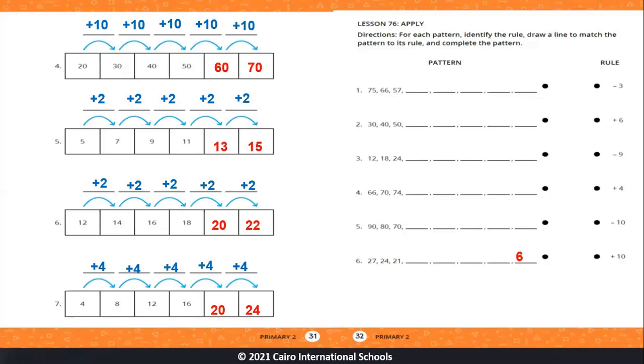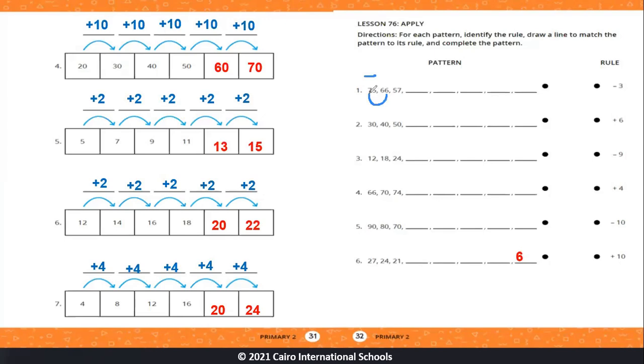Oh, the pattern is a decreasing pattern. 75 decreased to become 66. 66 decreased to become 57. So now we are subtracting, because the pattern is a decreasing pattern. Subtracting what? Subtract each two consecutive numbers.